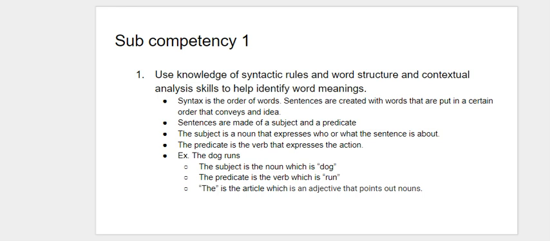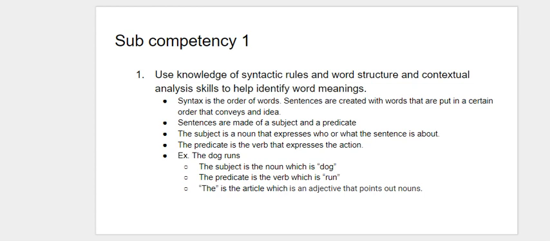The first subcompetency is to use knowledge of syntactic rules and word structure and contextual analysis skills to help identify word meanings. Syntax is the order of words. Syntax is how a sentence makes sense. The sentences are created with words, and the words are put in a certain order that conveys a specific idea.